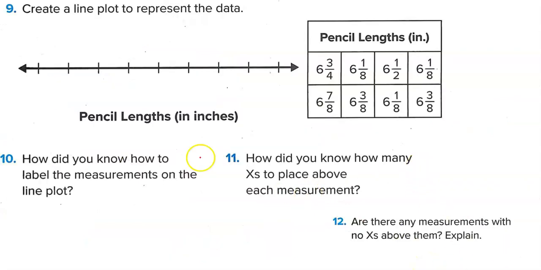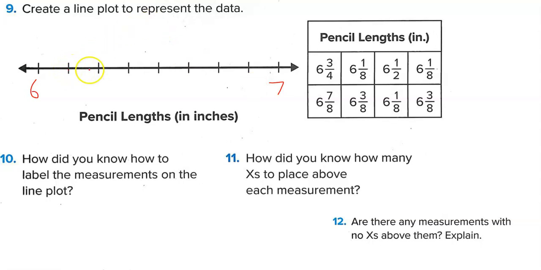Here, create a line plot to represent the data. We need to plot these measurements or lengths on the line plot. See the number 6, 6, 6, 6, 6, 6, 6, 6. Most of them are 6 and a fraction. So here I can write 6 and here 7. But how can I label the ticks here? What is the first tick?